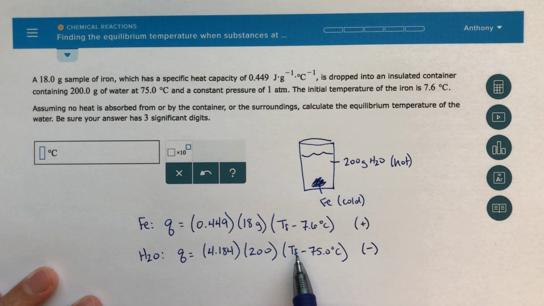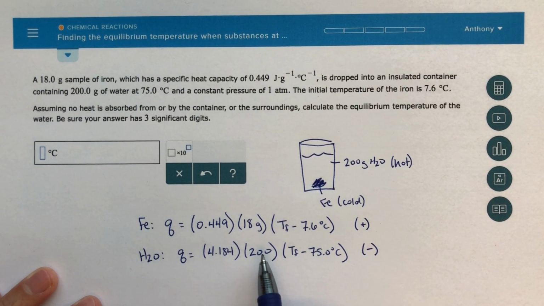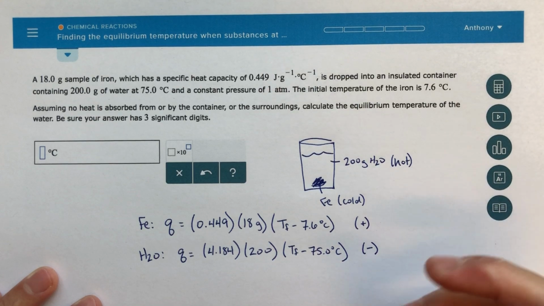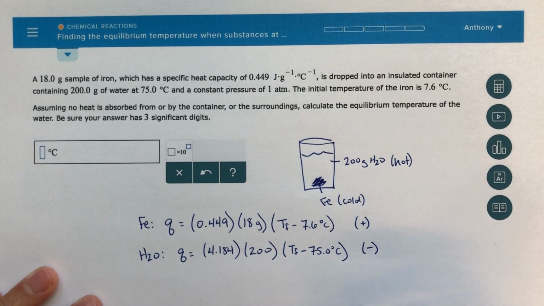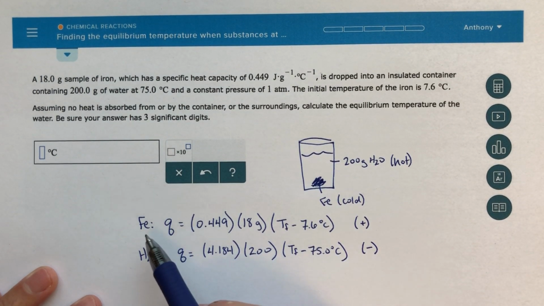T final will be less than 75. The hot water is going to cool down a little bit. So this right here will end up being a slightly negative value. If this is a negative value, then my overall calculation for Q will be negative. And what's unique or important is that the value of Q, the quantity of energy, should be the same. We're transferring energy from the hot water to the cold iron.